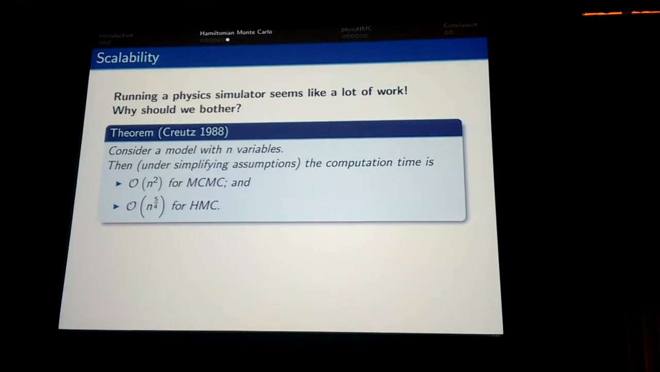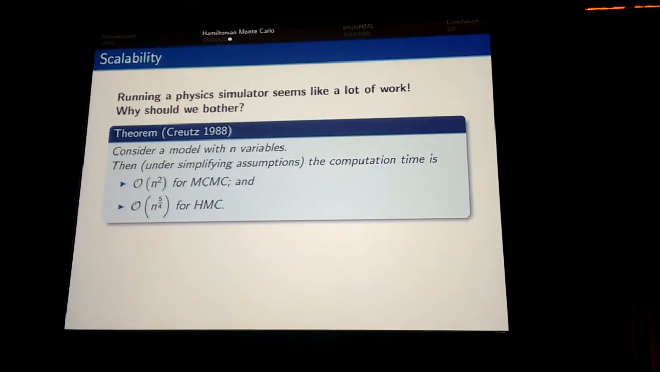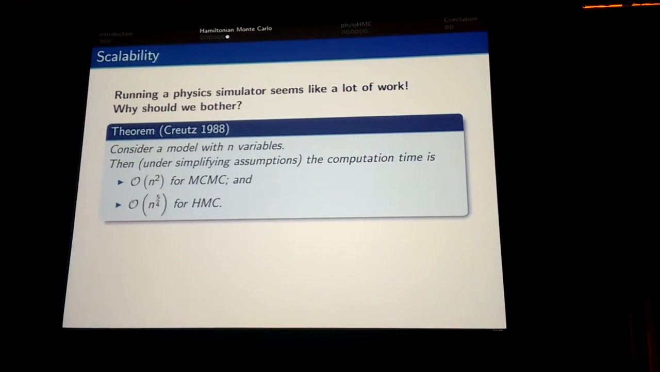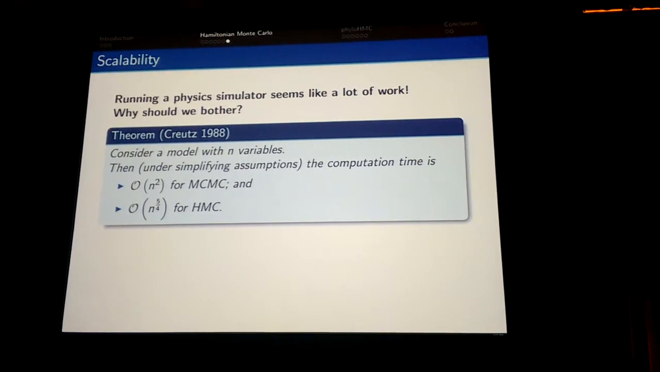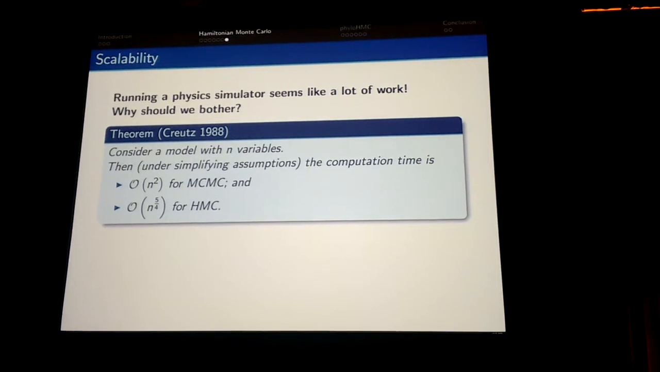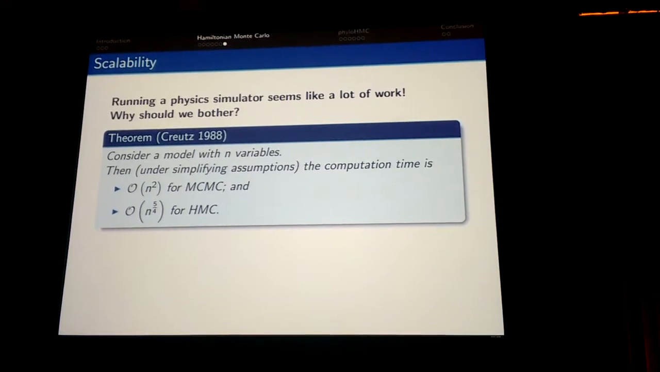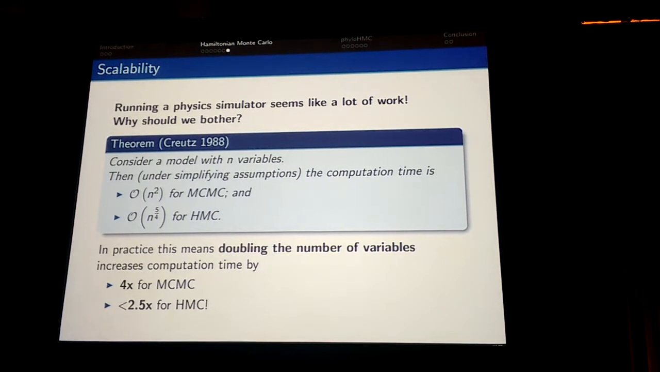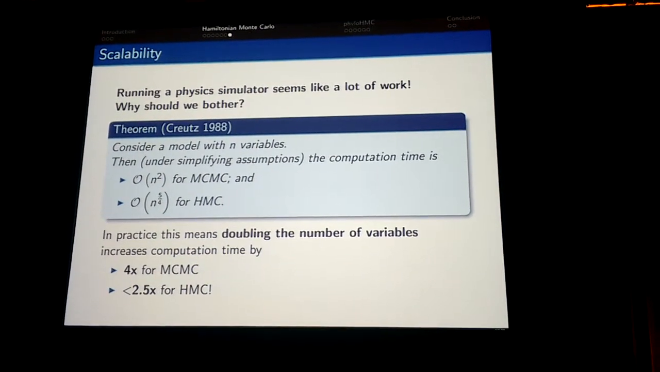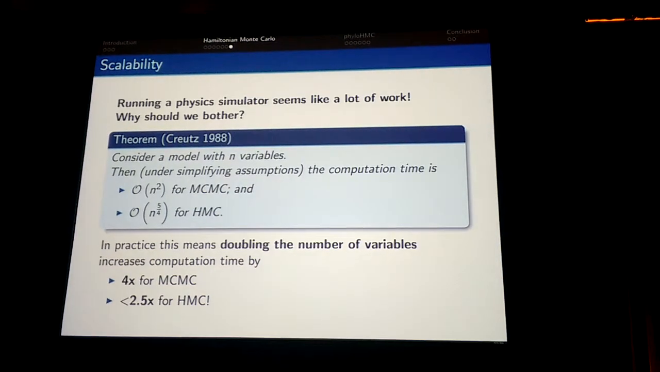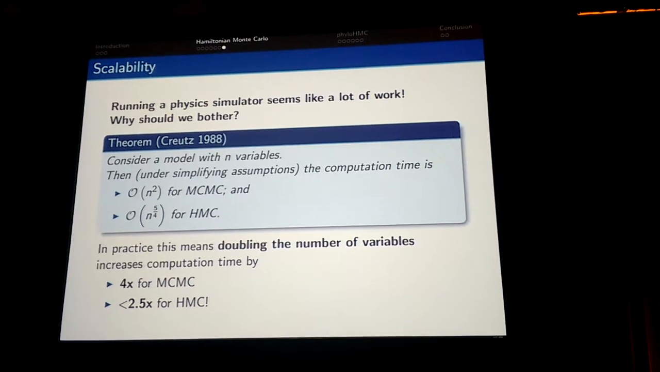There's a nice theorem from Kutz which says, okay, if we've got a statistical space with n variables, n dimensions, and we make a lot of simplifying assumptions, then the computation time to get an independent sample scales as n squared for MCMC, but for HMC, which we were just looking at, it scales as n to the 5/4. This is a big deal, because it means that if we double the number of variables, for example, double the number of taxa in a phylogenetic tree, then while MCMC would take 4 times longer to get us to an independent state, HMC takes less than 2.5 times. This is a big deal. This means that this algorithm can scale.